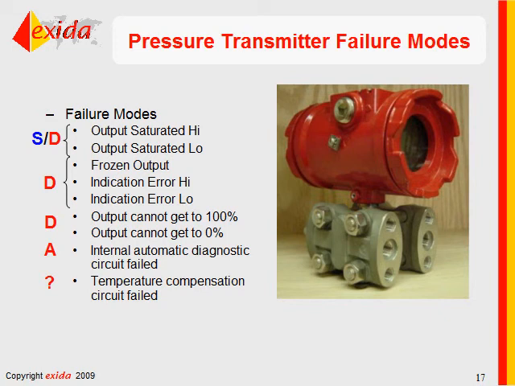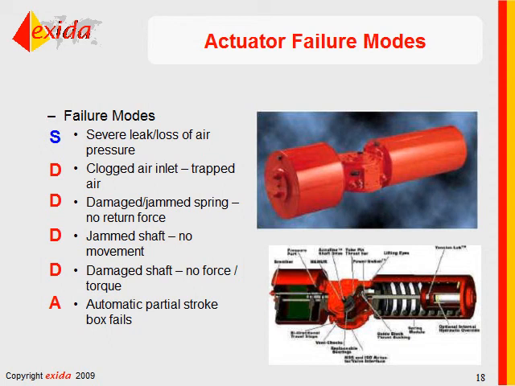So this is an example of transmitter failure modes. We can also talk about actuator failure modes. If there's severe leak, loss of air pressure, assuming this is a spring return, then arguably there is not enough pressure to withstand the spring force. Therefore, you will go to whatever the non-energized state is. Assuming we're doing de-energized to trip, you will go to a safe state. If there's a clogged air inlet or trapped air or something is jammed or damaged, etc., those could be dangerous failures. And if you don't have any diagnostics, then arguably these are all undetected failures.